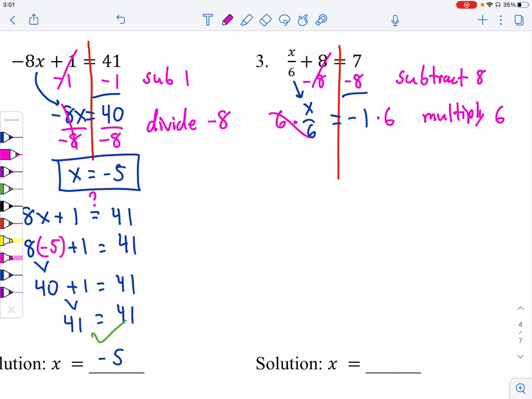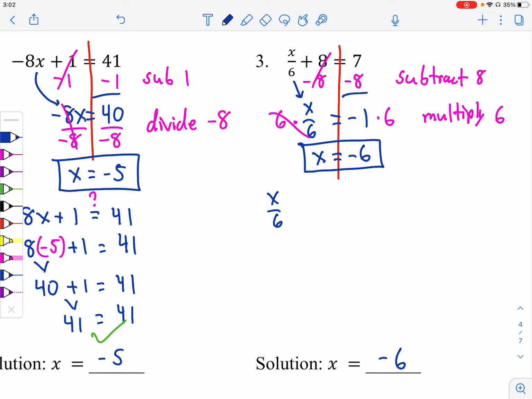And this is going to cancel. So we're left with x equals -6. And that's our solution. So we always just look at it. What is our inverse or the opposite, and do the opposite. So x equals -6, and we're going to check our answer.